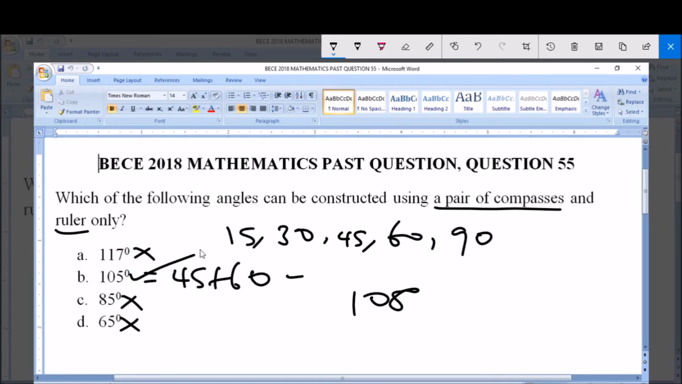Now from this you see that angle 105 degrees can be constructed with a pair of compasses and ruler. This is because it can be gotten from adding any of the basic angles, which are 45 and 60. Now after constructing your 60 degrees with a pair of compasses and a ruler, you then construct your angle 45 degrees. Summing up these angles will give you 105 degrees. So B is the correct answer.